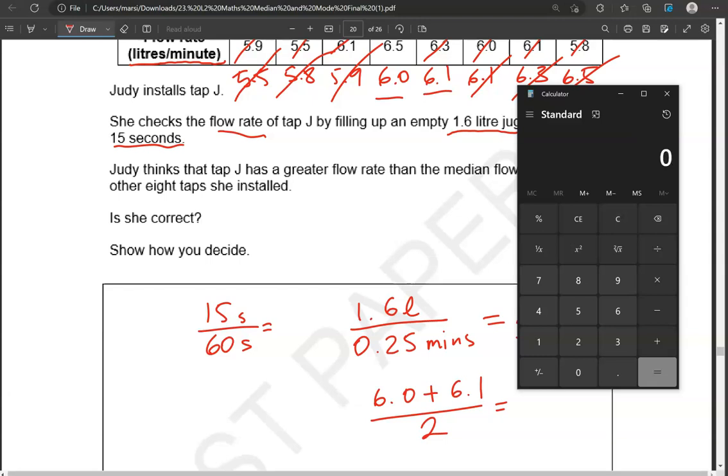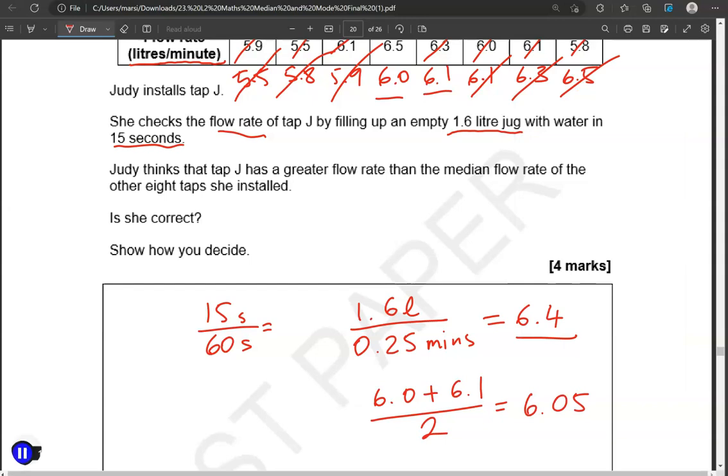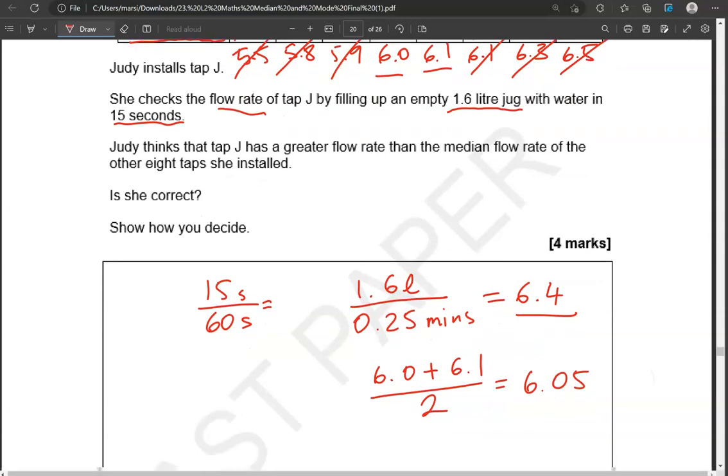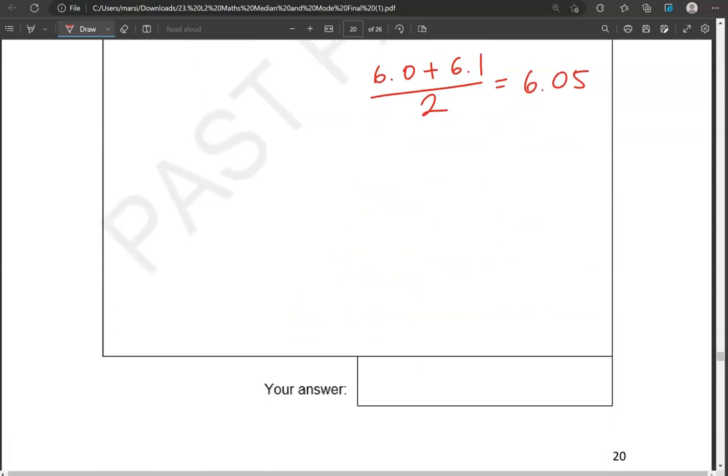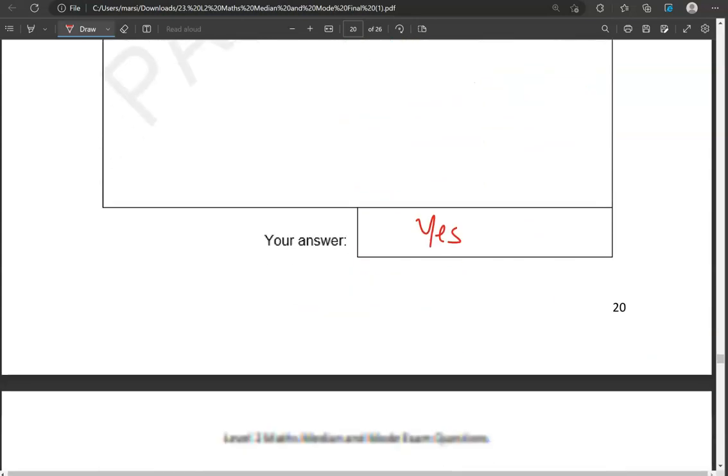But we can work it out here. 6.0 plus 6.1 divided by 2 is 6.05. That is the midpoint between 6.0 and 6.1. So to answer the question, Judy thinks that tap J has a greater flow rate than the median flow rate of the other 8 taps she installed. Is she correct? Yes, because 6.4 is greater than 6.05. And we've shown how we've decided.